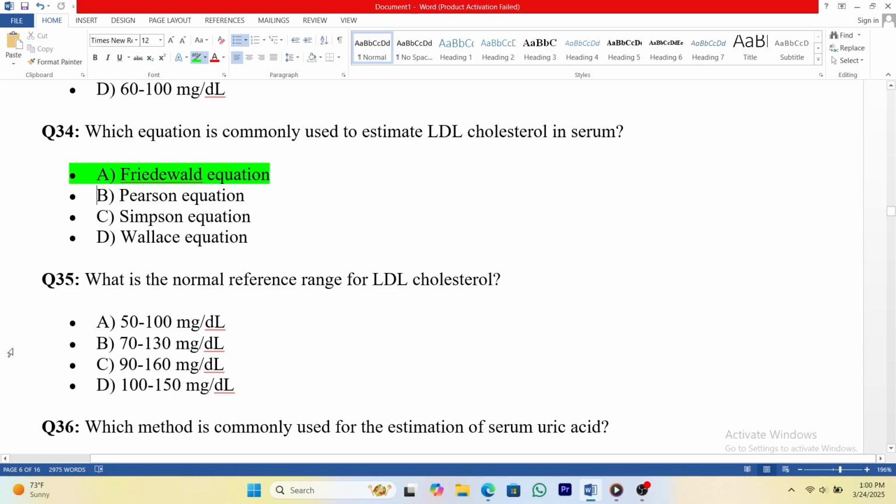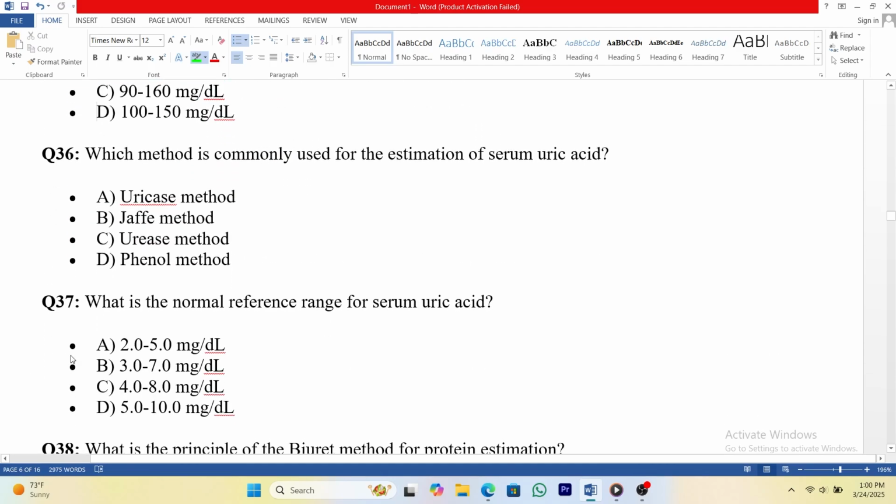35. What is the normal reference range for LDL cholesterol? A. 50 to 100 mg/dl. B. 70 to 130 mg/dl. C. 90 to 160 mg/dl. D. 100 to 150 mg/dl. Answer: B.